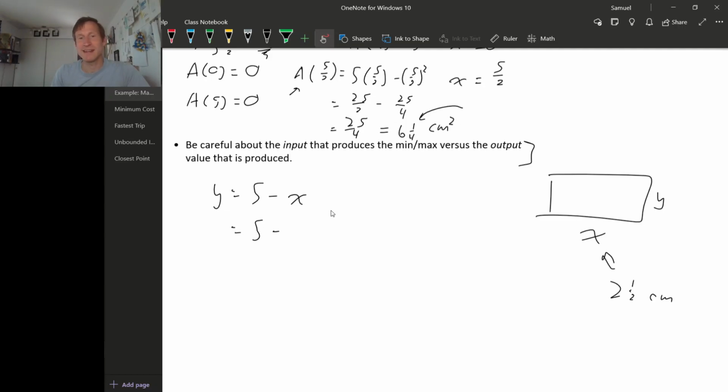We found that the x value we want is 5 halves, and 5 minus 5 halves is 5 halves, which is 2 1/2. And so the y value that produces the maximum area is 2 1/2 centimeters. And so, sure enough, as we suspected, the rectangle with maximum area that has the given perimeter of 10 centimeters is the square that's 2.5 centimeters on each side.